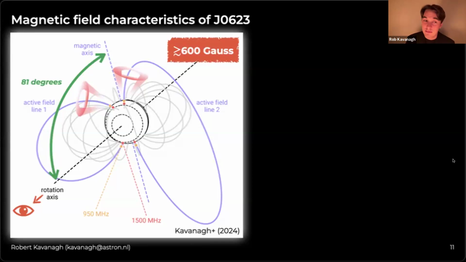One thing that these simulations can't tell you is about the magnetic field geometry, though. So that is another thing that needs to be addressed in future. So Rob, thank you.